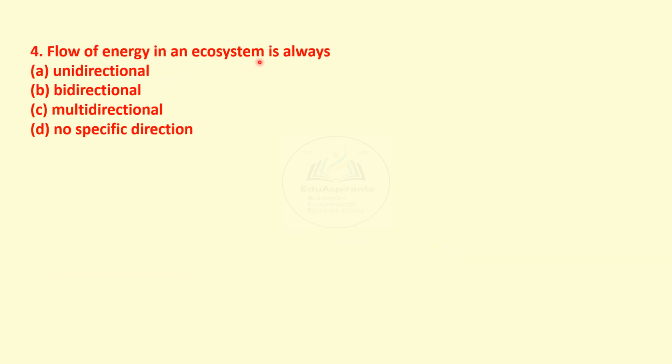4. Flow of energy in an ecosystem is always unidirectional, bidirectional, multidirectional, or no specific direction. Mark your choice. Let us see. It is A, unidirectional.